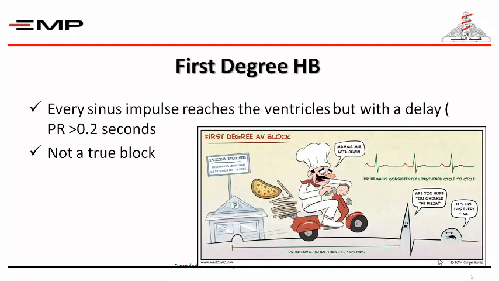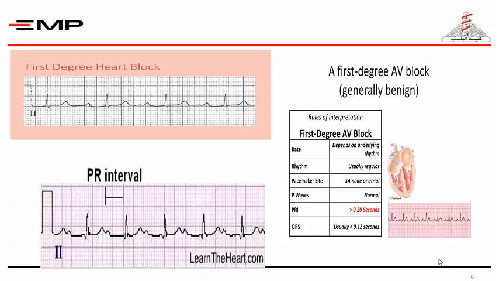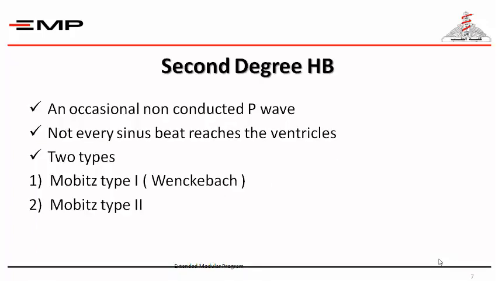First degree heart block is not a real block, it's just a delay of transmission of the impulse from the atrium to the ventricle. So every sinus impulse reaches the ventricle but with a delay. This is an example of an ECG presentation of first degree heart block where you can find the very prolonged PR interval. Second degree heart block is an occasional non-conducted P wave.